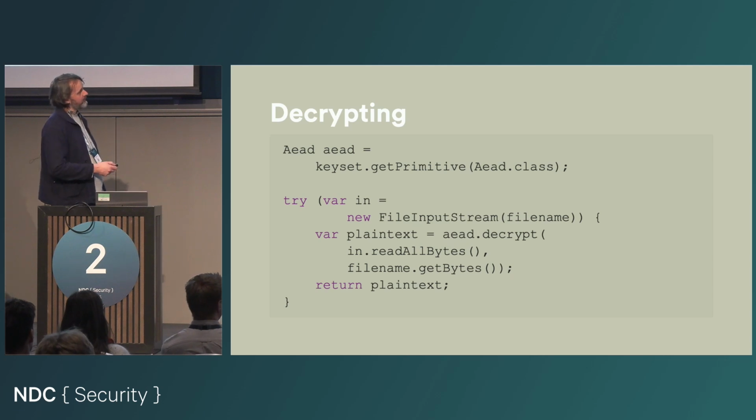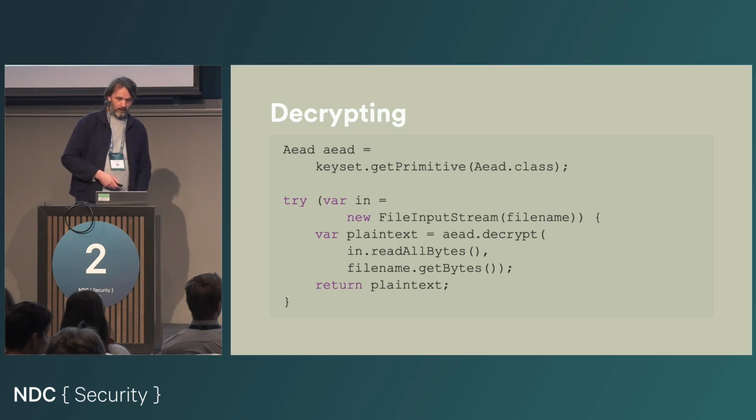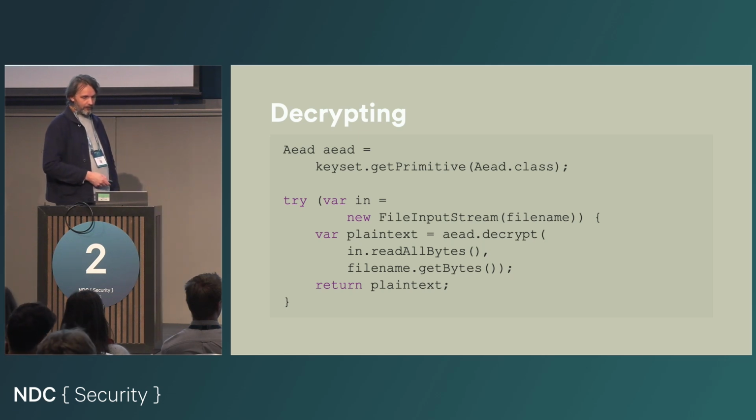Likewise, decrypting again, same thing. So we use this key set. I'll talk later about what key sets are, by the way. We get back this AEAD, and then we just decrypt again. Again, passing the same file name, otherwise it won't decrypt. And that's it. It doesn't have any of the same security pitfalls that we had in the plain Java code.